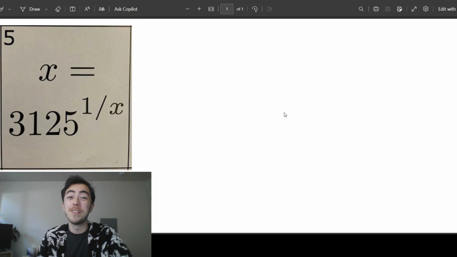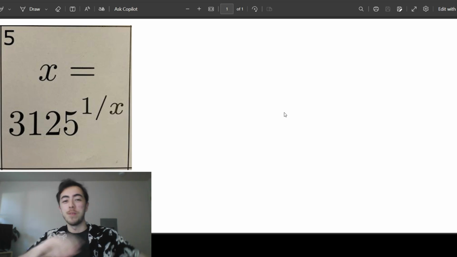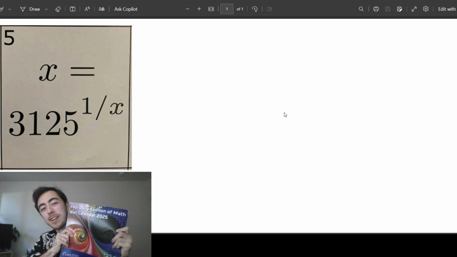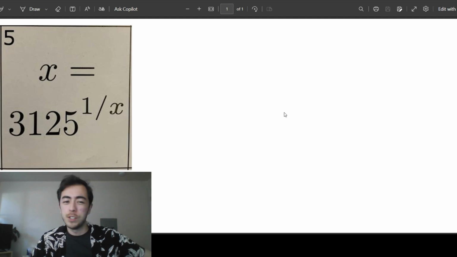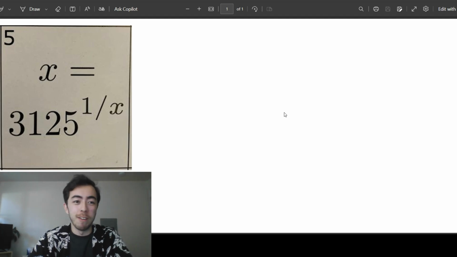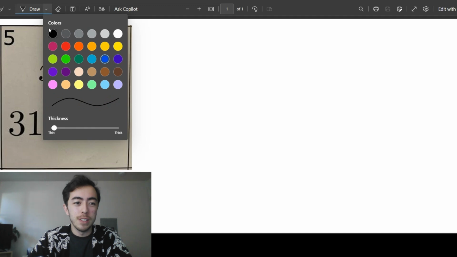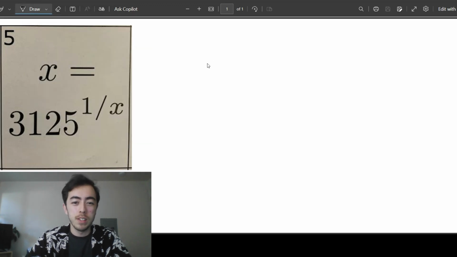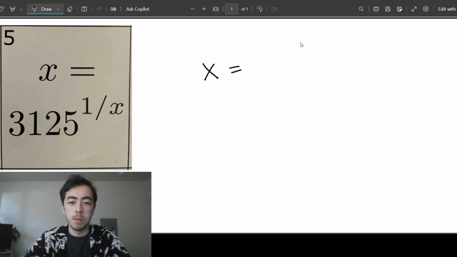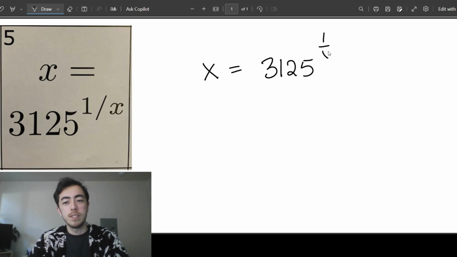Today is November 5th, and we're solving problem 309 from the Daily Epsilon calendar. And x should be 5 today, and let's figure out why. So it looks fairly simple. We just have this kind of weird equation with x where it is equal to the same thing as 3,125 to the power of 1 over x.